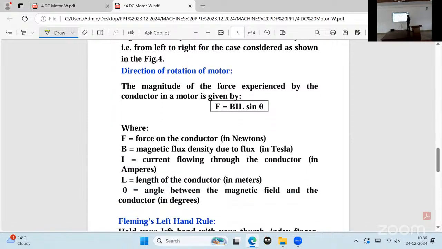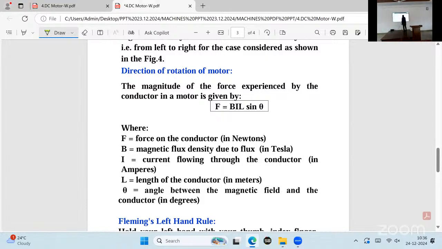Now, direction of rotation of the motor. The armature is rotating with a force. But how much force is required to rotate the armature? It depends upon B, the flux density: how strong it is.